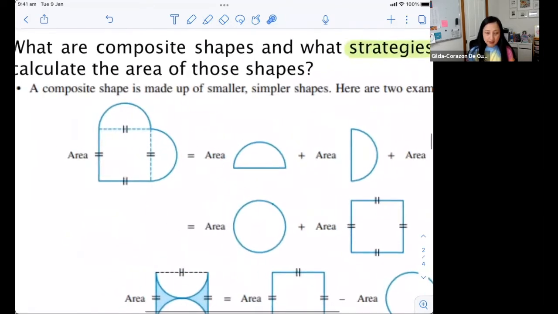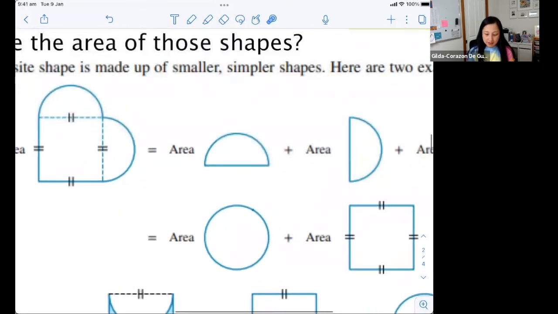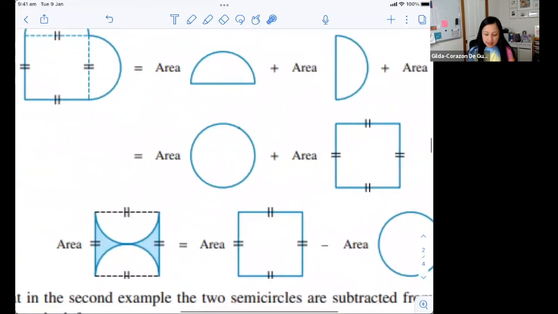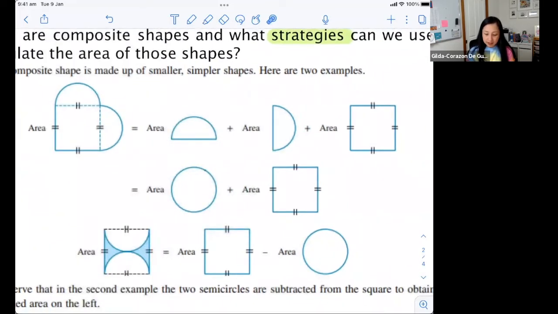So just like this odd looking shape here, it's a composite shape composed of a semicircle, another semicircle, and also a square, right? If we put together these two semicircles, it forms a circle, and therefore we could simply say, let's just calculate the area of that circle and then the area of that square, and therefore we would be able to figure out the area of that. Okay, so it's adding the areas, cutting that shape into simpler shapes so that we would be able to come up with the area.